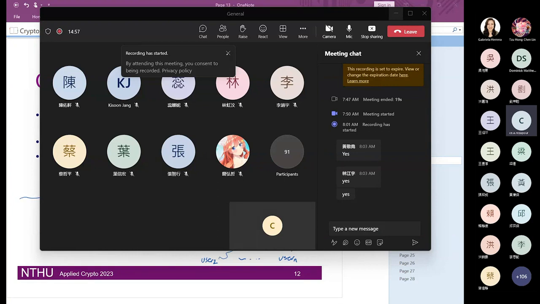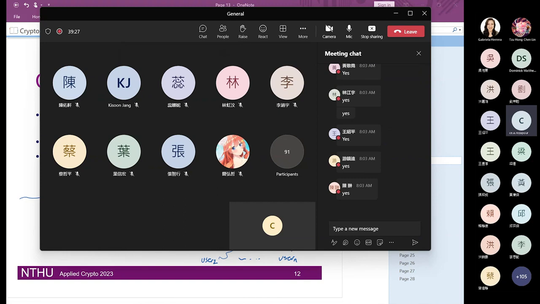You don't have to type. If you want, you can unmute yourself and explain your opinion too. Any ideas?